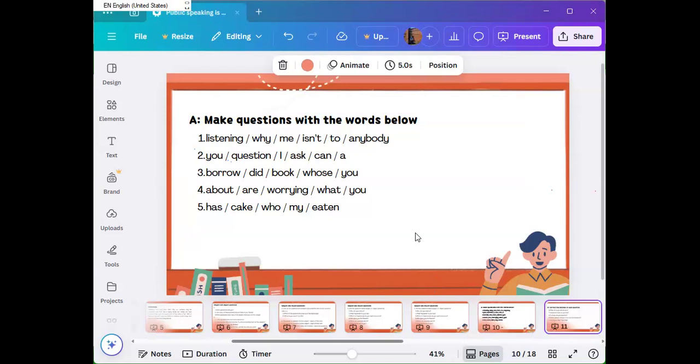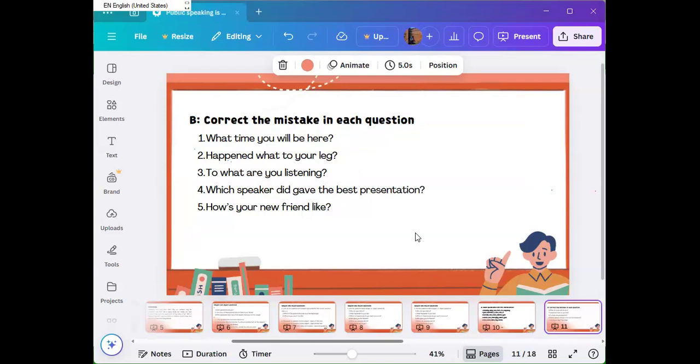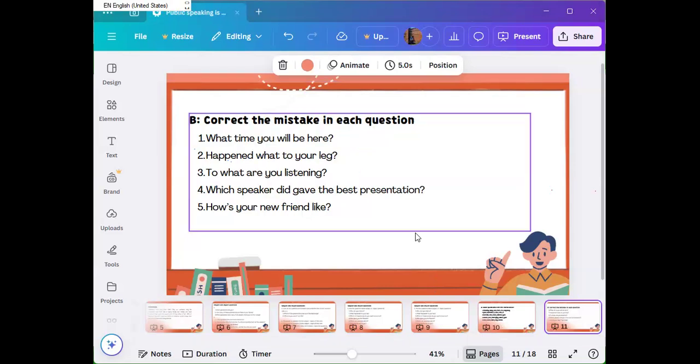Oh, this one is not finished yet. This one they already give you the question, but you have to find a mistake. Which one is a mistake? You have to find a mistake here.